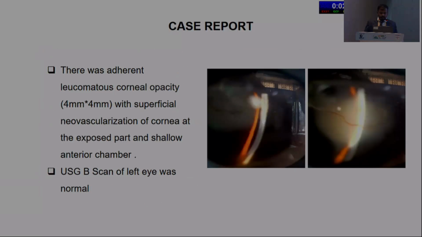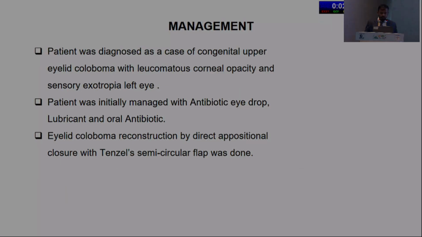There was adherent leukomatous corneal opacity of 4 by 4 mm in dimension with superficial neovascularization of the cornea at the exposed part and shallow anterior chamber. USG scan of the left eye was normal. The patient was diagnosed as a case of congenital upper eyelid coloboma with leukomatous corneal opacity and sensory exotropia of the left eye. Patient was initially managed with antibiotic eye drops, lubricant and oral antibiotic.